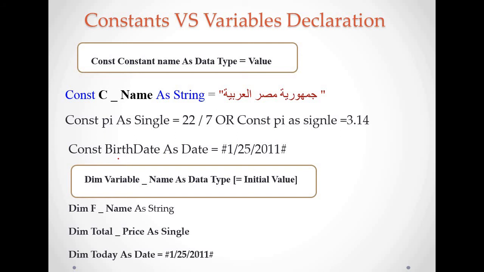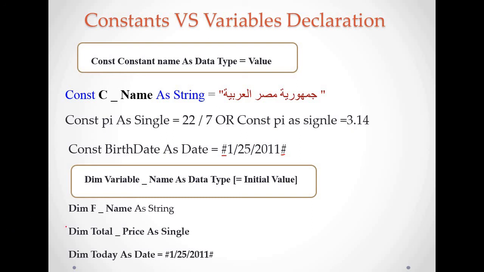The last constant example is to declare, as we said, a constant, and here the constant name is birth date. After the word As, we should put the data type, which is Date. After the equal sign, we put the value that is a date. We put the date between these two signs. Remember these small notes: the date should be written between these two signs, the text should be written between two quotation marks, and for the number, nothing.